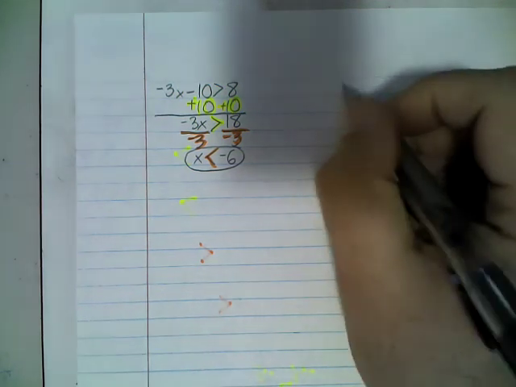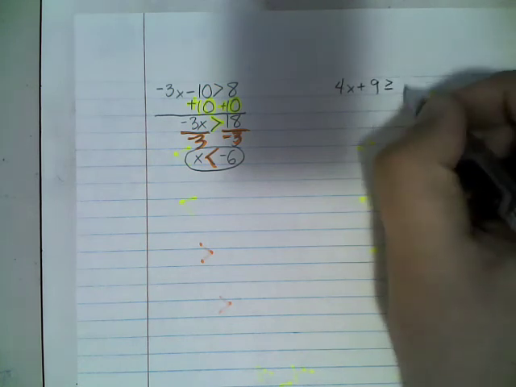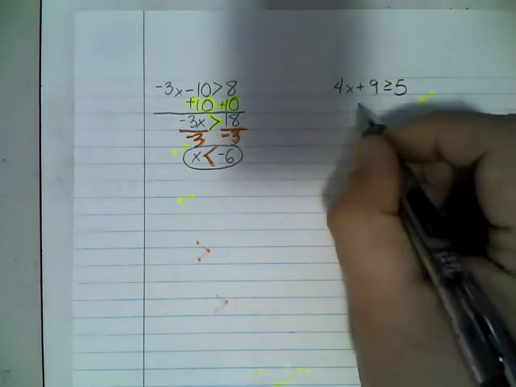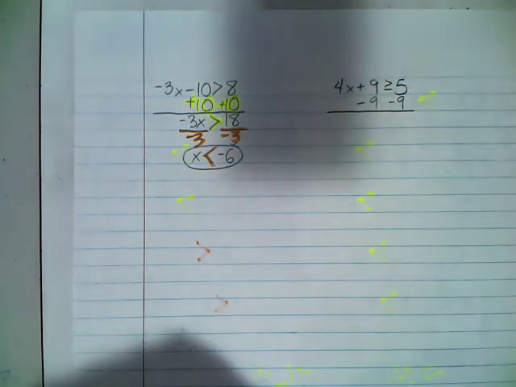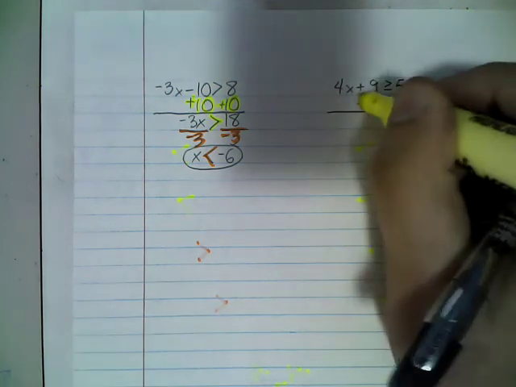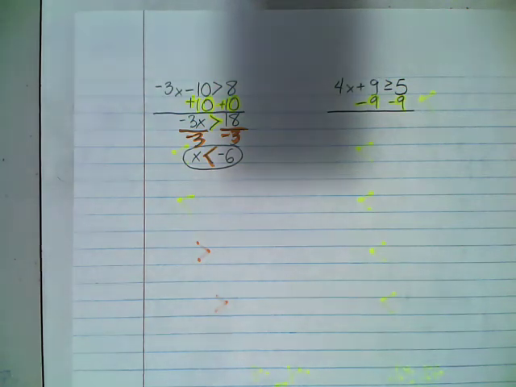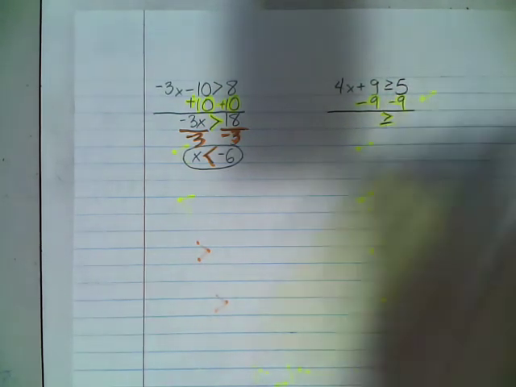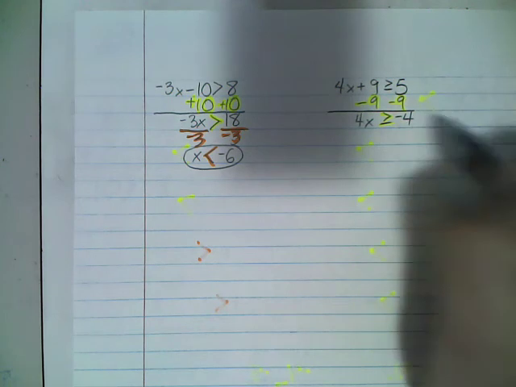Let's go ahead and go next to this. 4x plus 9 is greater than or equal to 5. So SADMEP, the first thing I'm going to take care of is addition and subtraction. So I'm going to subtract 9 on both sides. Remember that subtraction, it doesn't matter what you do. Anytime you subtract, it will always end up being the same. So it'll still be a greater than or equal to. So simplify this, I got 4x, and 5 minus 9 is negative 4.